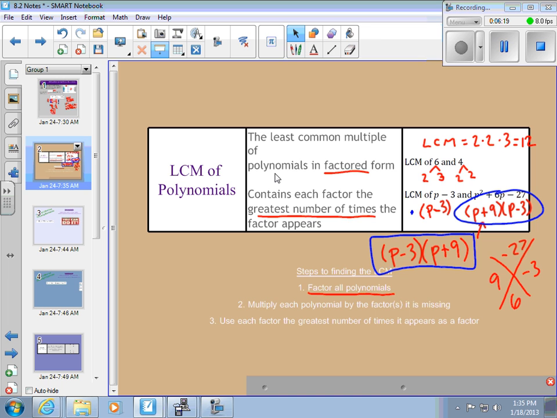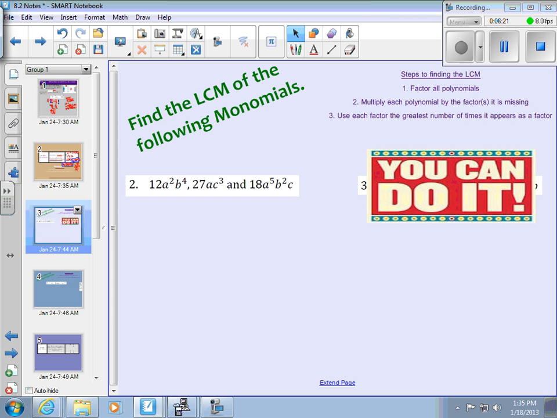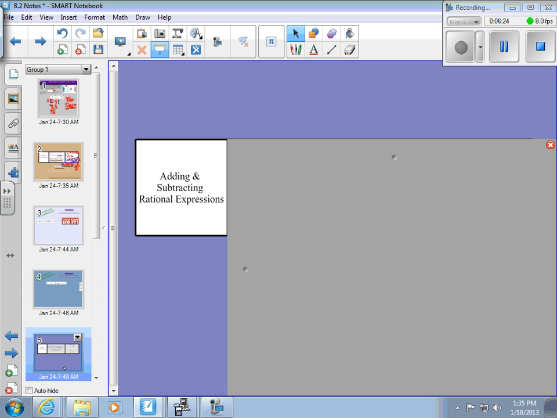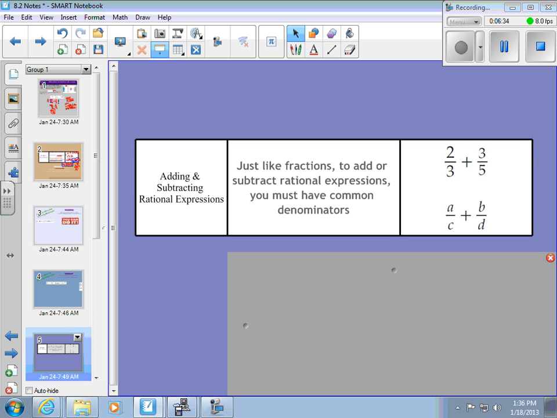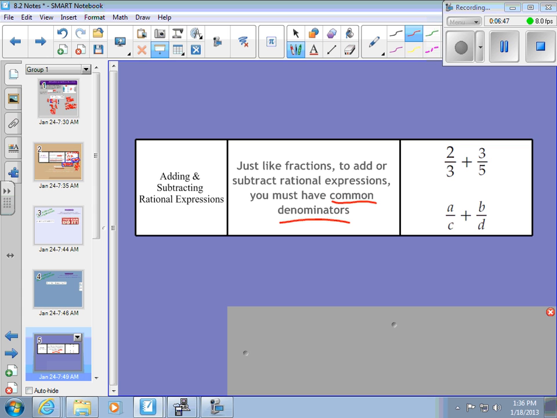All right, before we actually go on and try some examples here, we're going to go to the back and look at what you do if you are adding or subtracting rational expressions. Adding and subtracting rational expressions. Just like fractions, to add or subtract rational expressions, you must have a common denominator. That common denominator that you used when you add fractions, you still need even if you're dealing with polynomials or rational expressions. Let's go back to regular old fractions before we get into some with variables and polynomials.